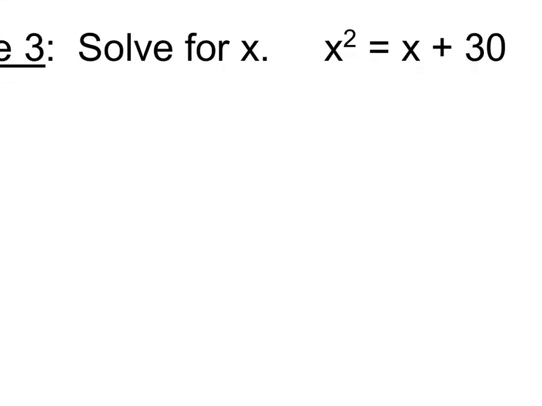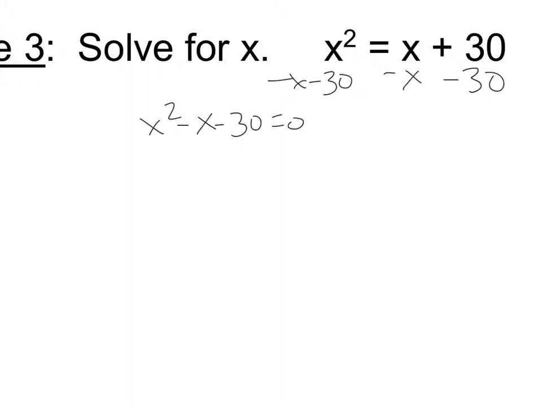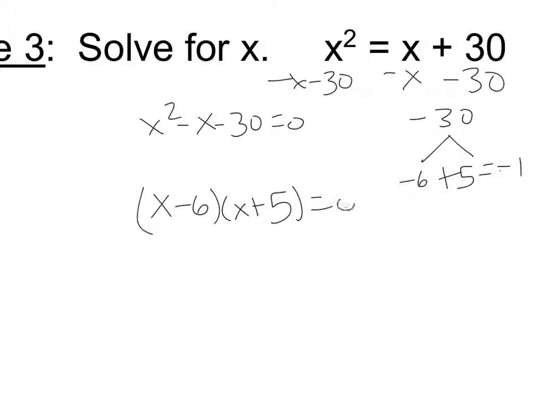So remember, step 1: does it equal 0? No. Now here's the thing, you could subtract that x squared over, but I like to keep x squared positive, so I'm going to bring these over to this side. So I would subtract the x, subtract the 30, so you get x squared minus x minus 30 equals 0. Multiplies to negative 30, adds to negative 1. Well, negative 6, positive 5. A is 1, so it's just x minus 6, x plus 5 equals 0. So you get x equals 6, x equals negative 5. Okay?